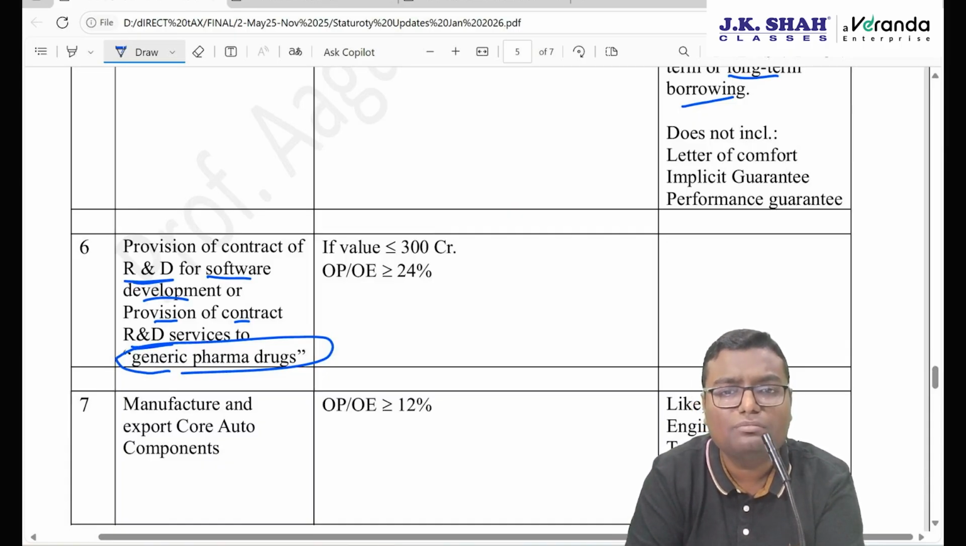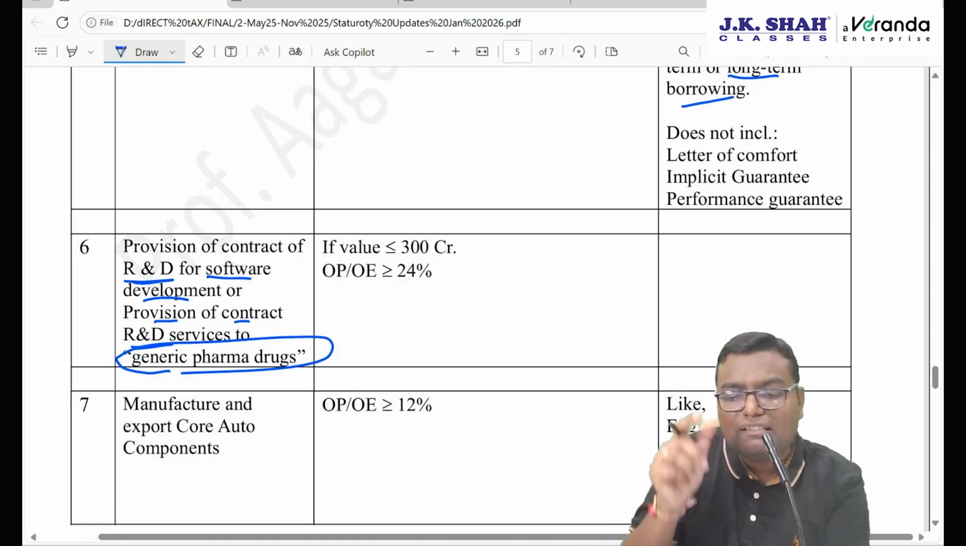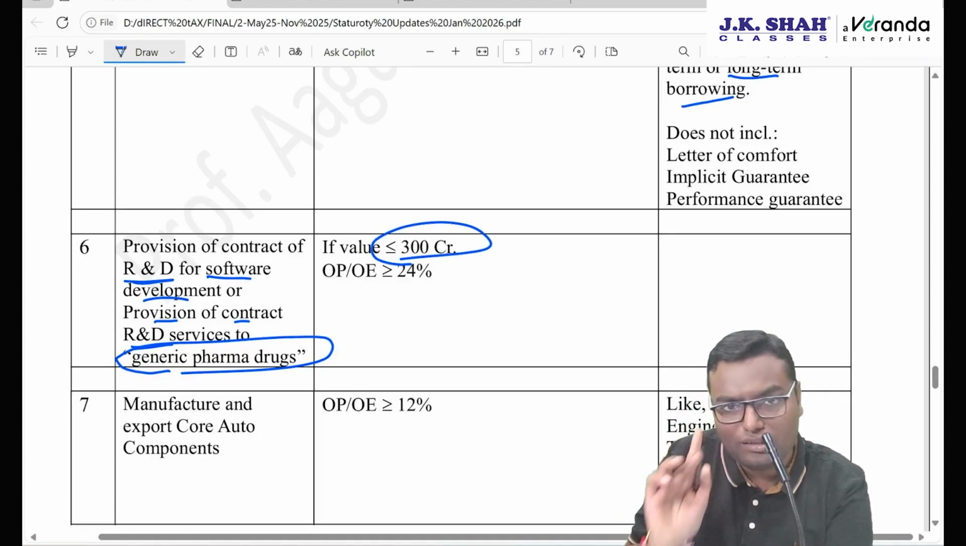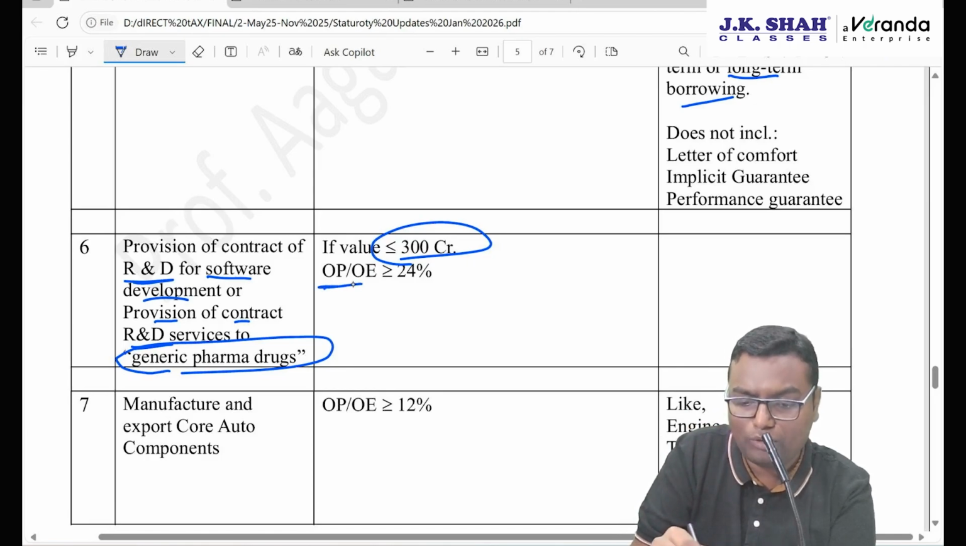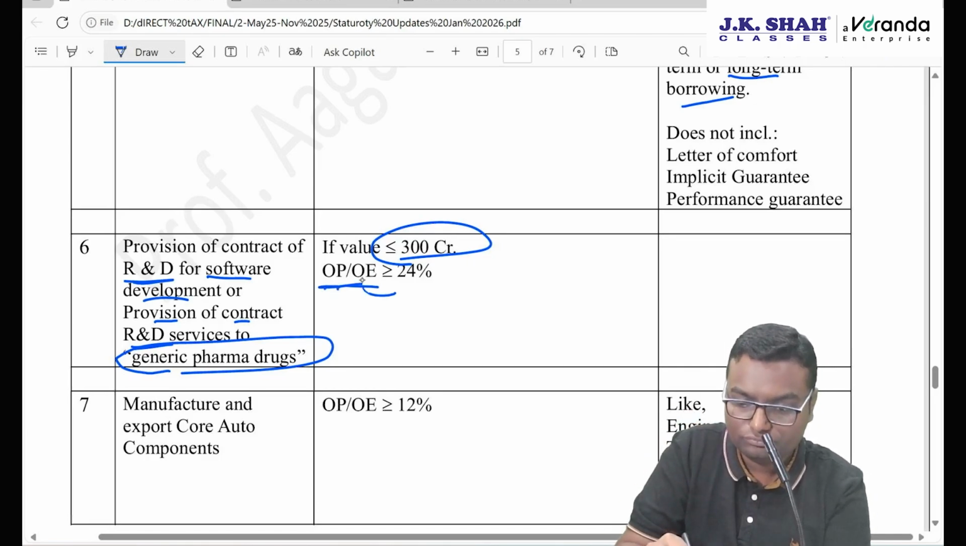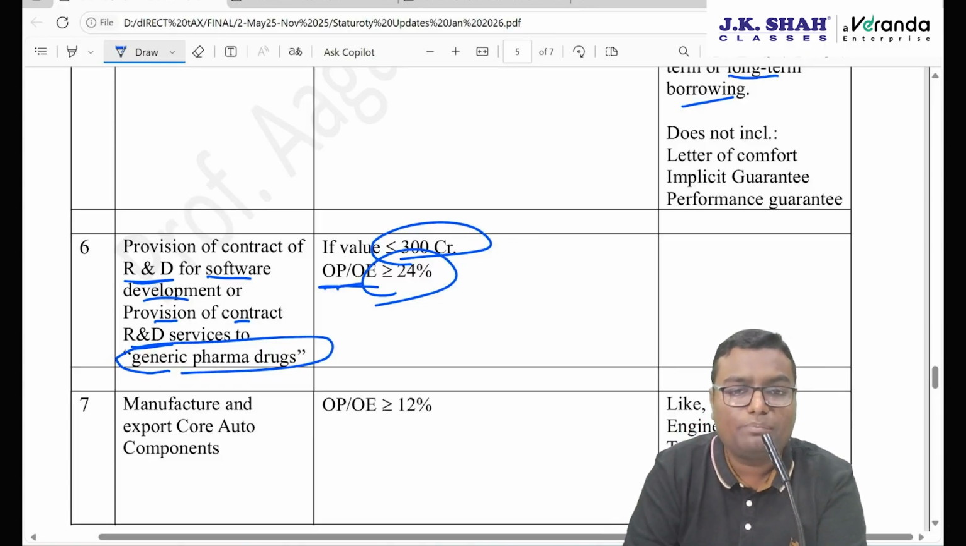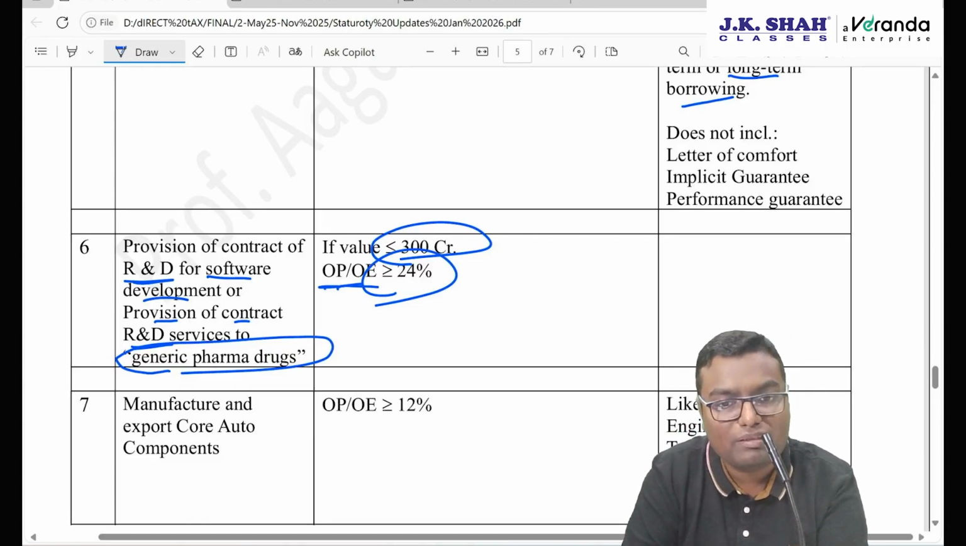How much minimum should you charge? If the transaction value is less than or equal to 300 crore, then the profit margin that you should charge, that is operational profit divided by operational expense, is minimum 24%. It should be minimum 24%.